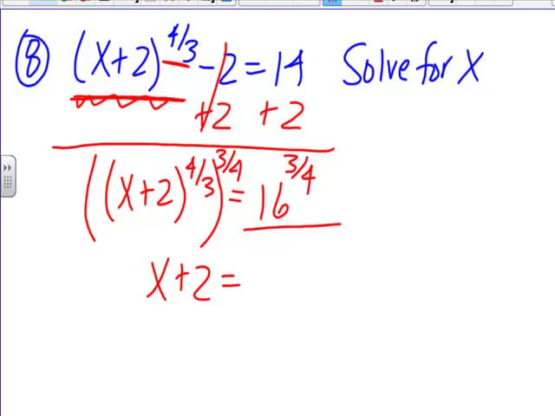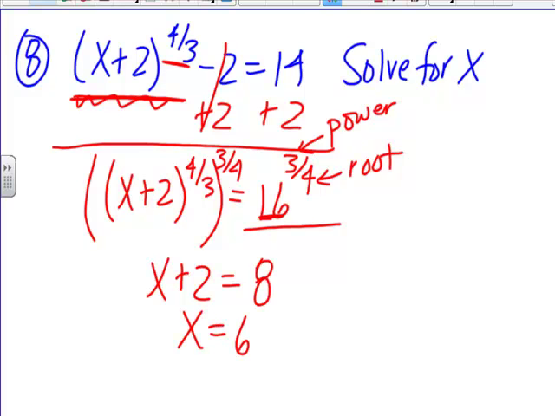Your calc would be happy to do this, but I want to remind you, the thing on top is the power, the thing on the bottom is the root. So if I didn't have a calc, I say, well, what's the 4th root of 16? And that happens to be 2, and so the 4th root of 16 is 2, and 2 to the 3rd power would be 8. And to finish the job, I subtract 2 and I get 6.